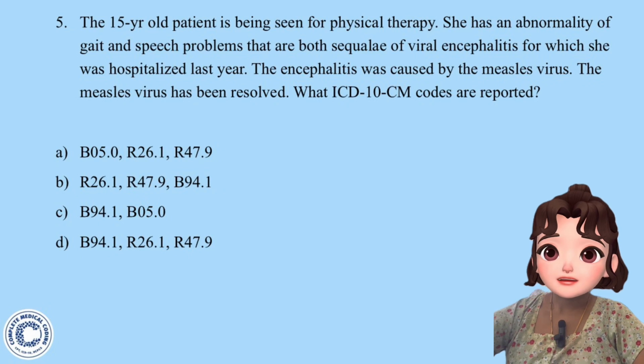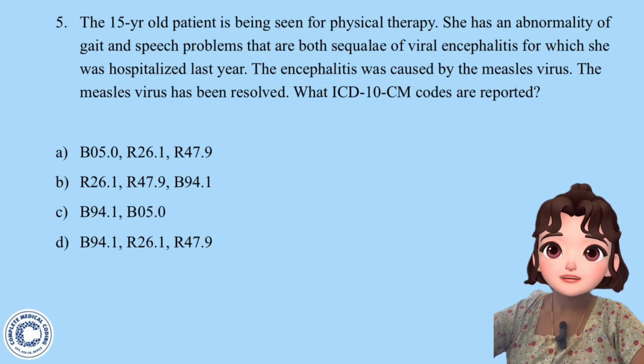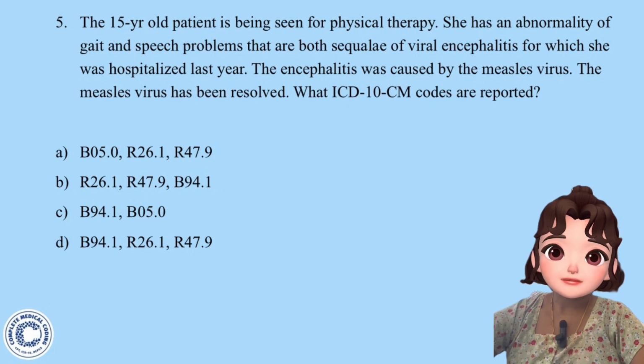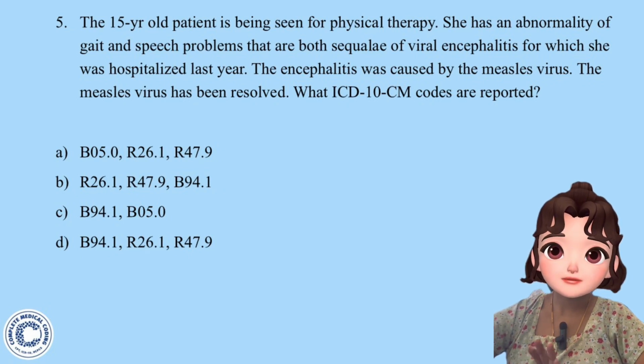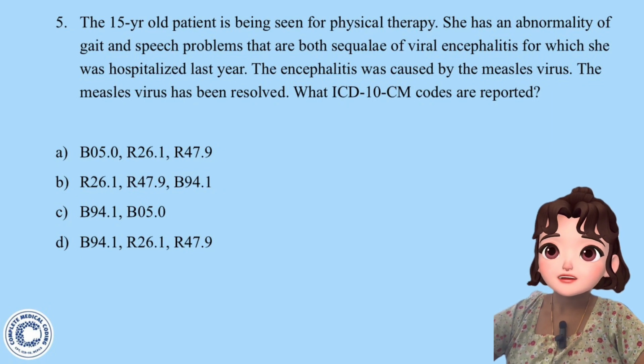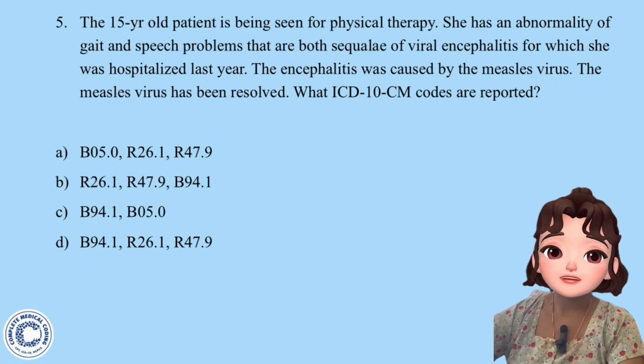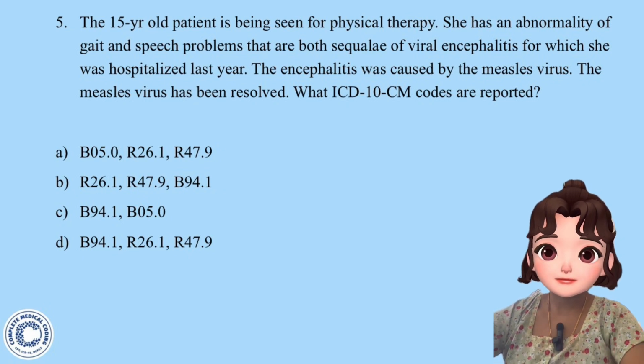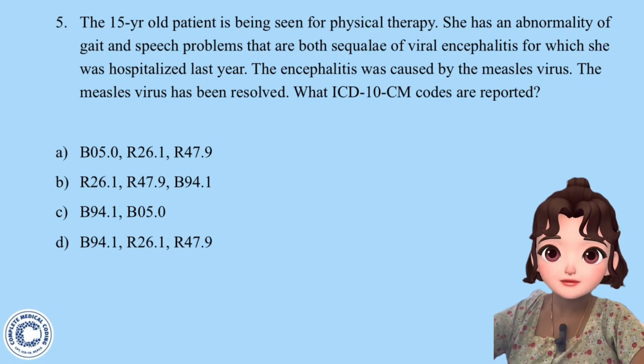Okay. So let's find out the answer, the codes one by one. The first one, B05.0. What is B05.0? Measles complicated by encephalitis. To confuse you, they have given this code, measles. It's mentioned in the question that the encephalitis was caused by the measles virus, but the virus has been resolved. So it means you don't have to code that. Okay, so that will be wrong. You need not code that one.